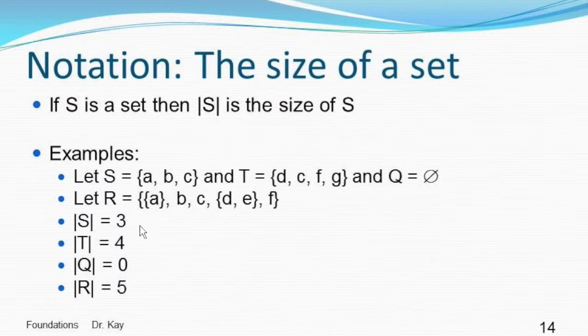So if we look at this, the size of S is 1, 2, 3. Yep. The size of T, 1, 2, 3, 4. That makes sense. Of course, the size of the empty set is 0. And the size of this last set R is how many elements are in R. This set containing just A is one element. This is one element, the item B. C is one element. This set containing 2 elements is just one thing when we're counting everything up in R. So we have 1, 2, 3, 4, 5. The size of R is 5.